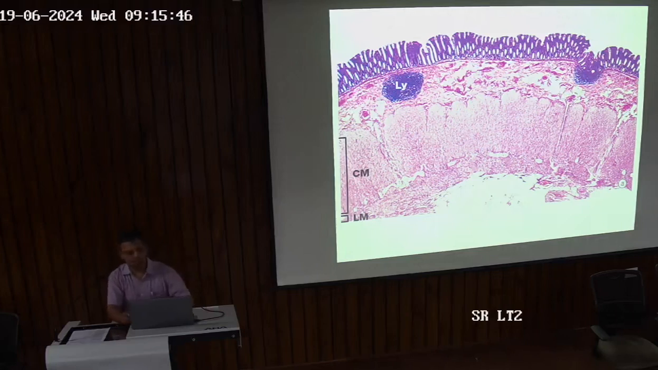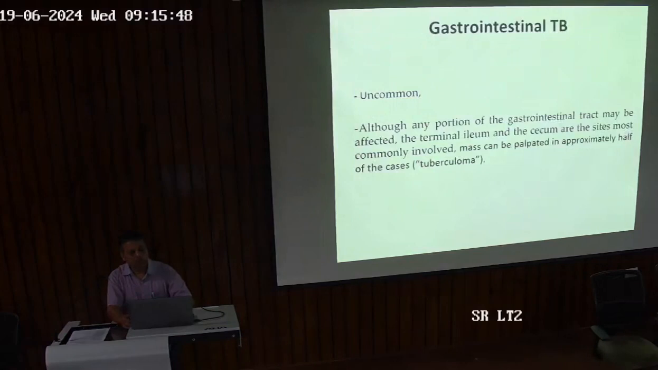Primary is when the organism is directly reaching the GIT. So it can be due to Mycobacterium bovis, bovine tuberculosis, by infected milk or unpasteurized milk. That is why we have adopted the rapid sterilization method known as pasteurization. And the secondary infection is due to infection somewhere else in the body, and the GIT is getting infected in the later stage. That is secondary tuberculosis.